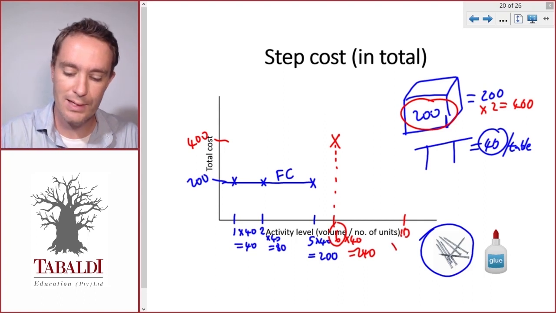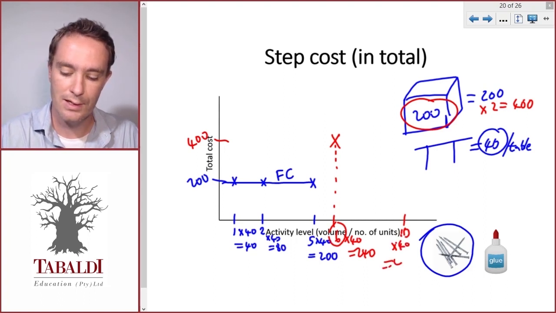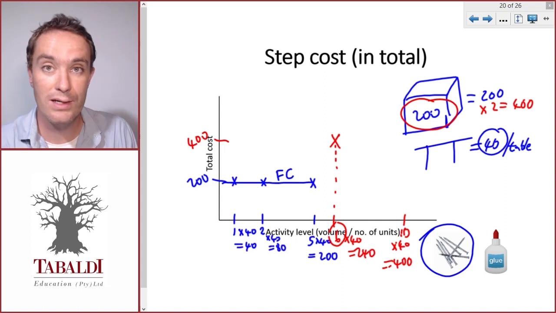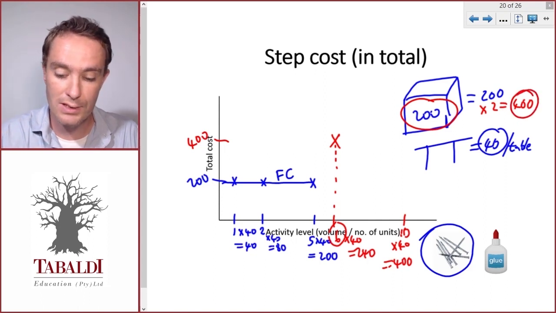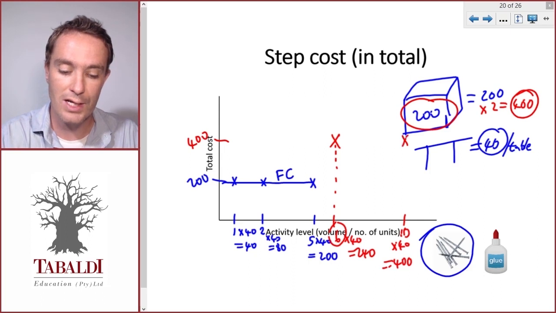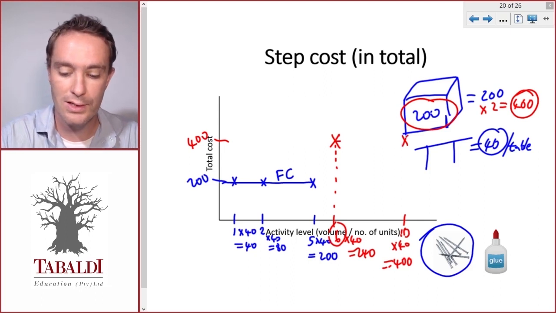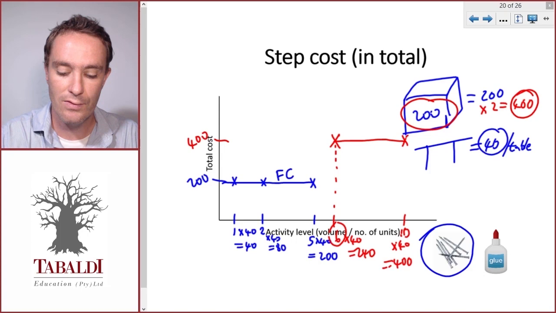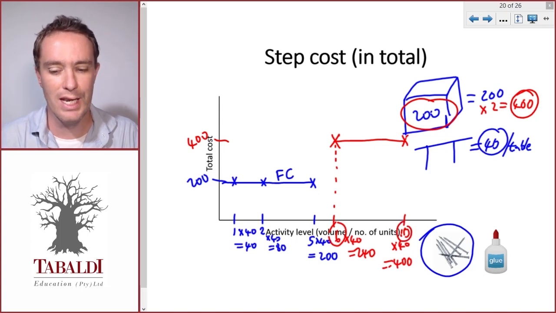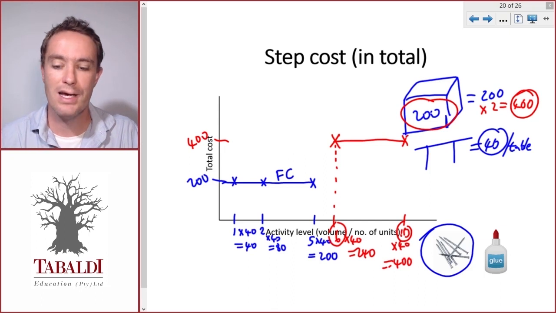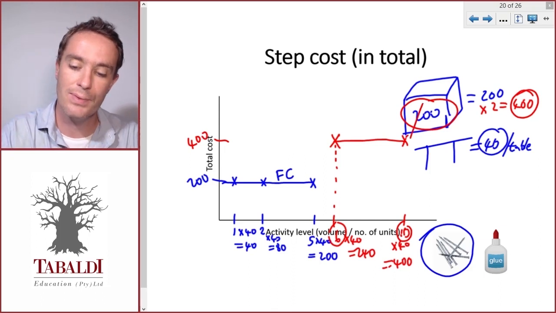So when we make 10 tables at 40, it'll be 400 nails required, and that's exactly how much we get from 2 boxes. So our cost for nails would still be 400. So you can see it stays fixed from 6 to 10. And then if we produce 11 tables, we have to buy an additional box, so it'll jump up again.